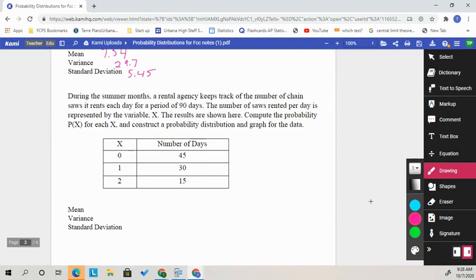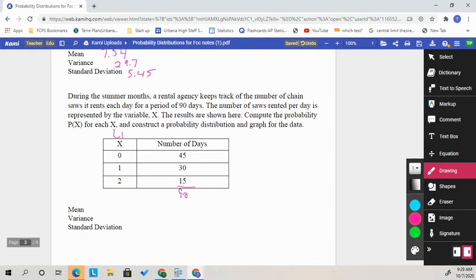Okay, so it says during the summer months, a rental agency keeps track of the number of chainsaws it rents each day for a period of 90 days. So if you just add this up, this is 90. The number of chainsaws rented per day is represented by X. This one is just a probability distribution. I just wrote it vertically so you could see the difference. So this is going to still be our list 1. The results are shown here.